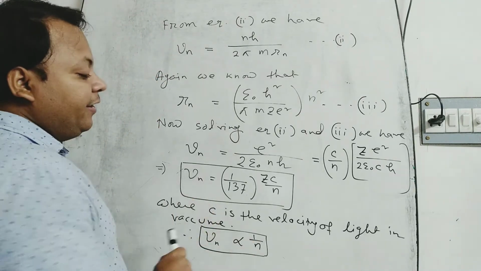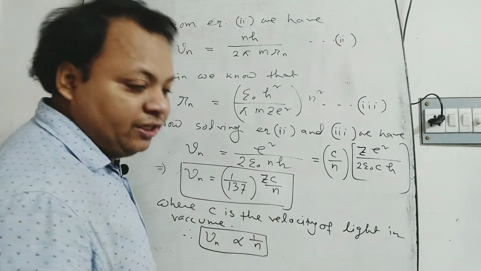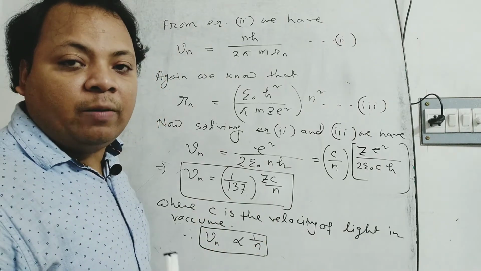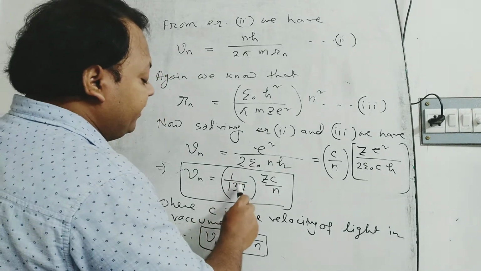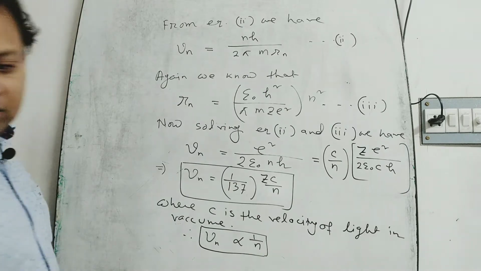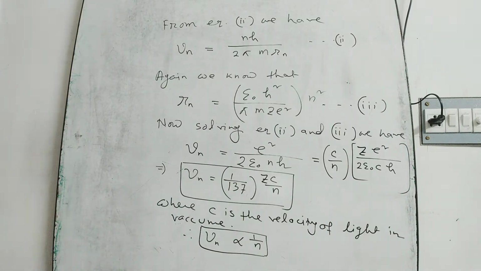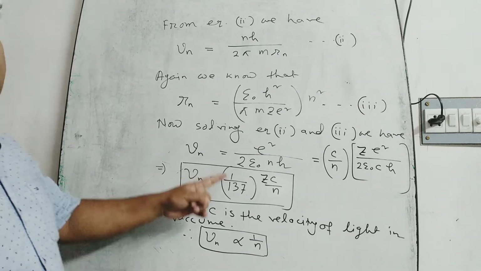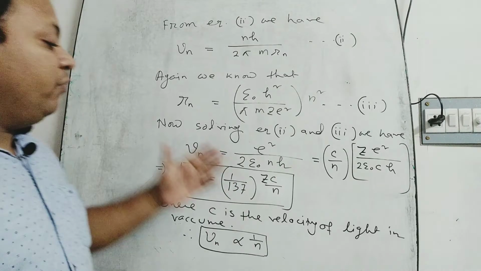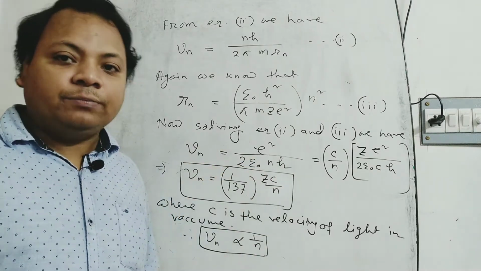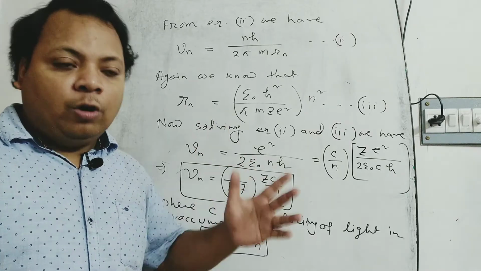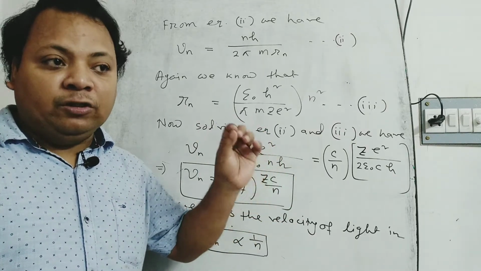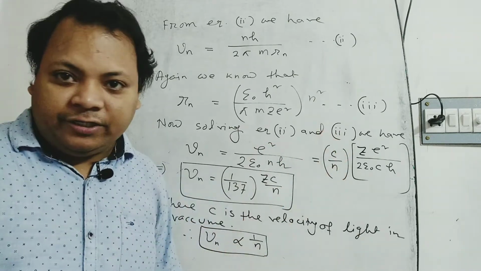and Vn is directly proportional to Z, that is, the proton number in the nucleus, and 1 by 137 is known as the fine structure constant. Okay, this is the expression of orbital velocity, or the velocity of an electron in the nth orbit.